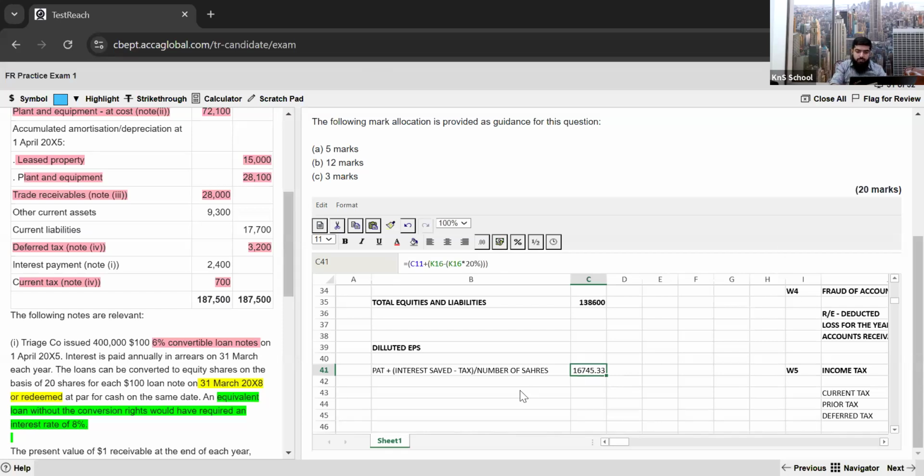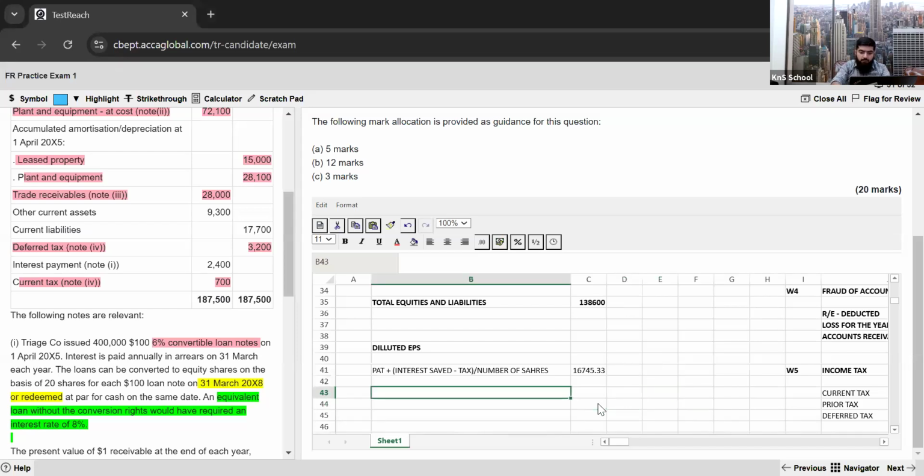Let me show you the calculation again. You can definitely split that calculation into different steps. What I've done is make all the calculations in one formula cell. You can split that calculation into different cells, different steps. First, you may take the profit, then add the interest, and then deduct the tax expense. Let me show you the working in detail.